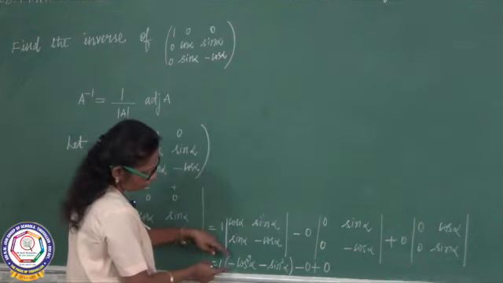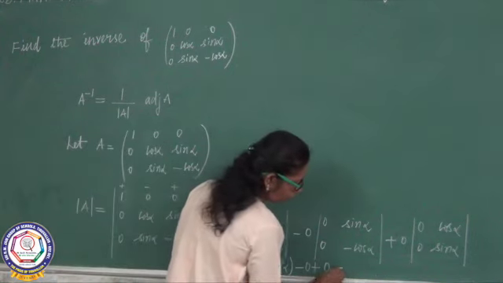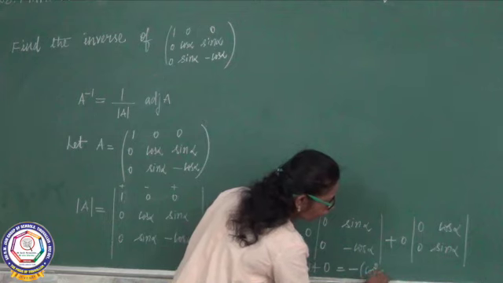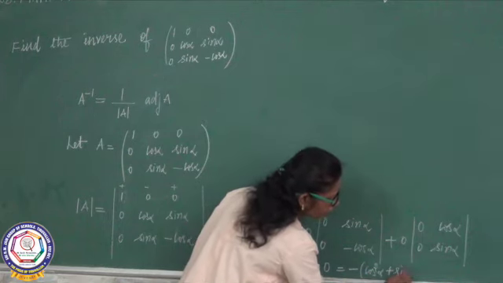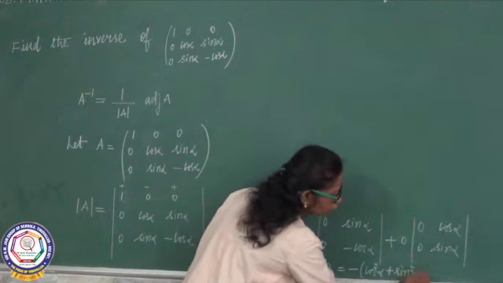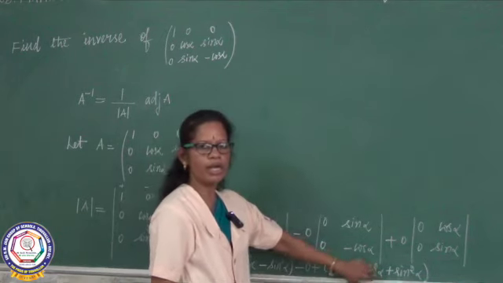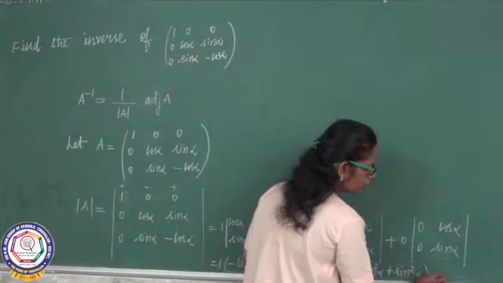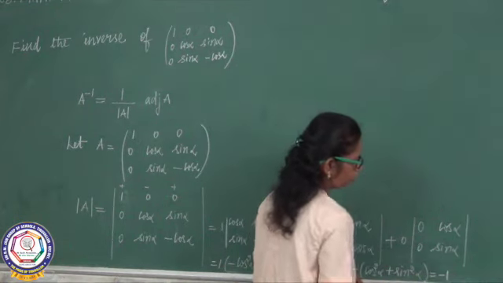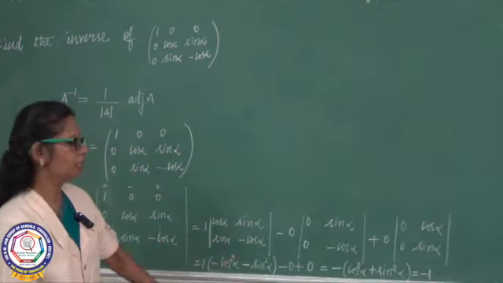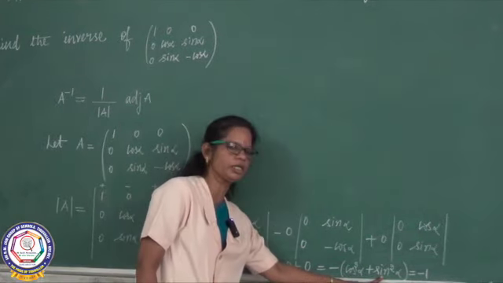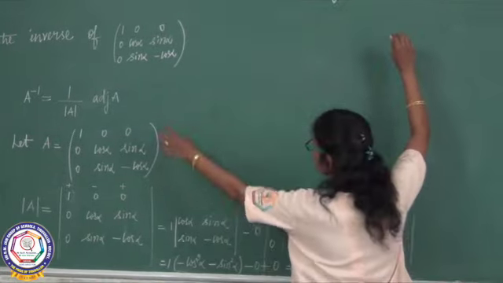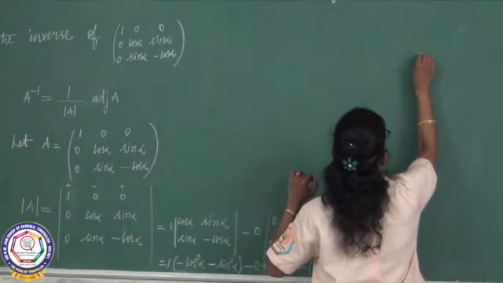Now, you should take the minus as common. You arrive at cos square alpha plus sin square alpha. You know the trigonometric identity, cos square alpha plus sin square alpha equals 1. So, your determinant value is minus 1. Next, we want to find the adjoint of A.